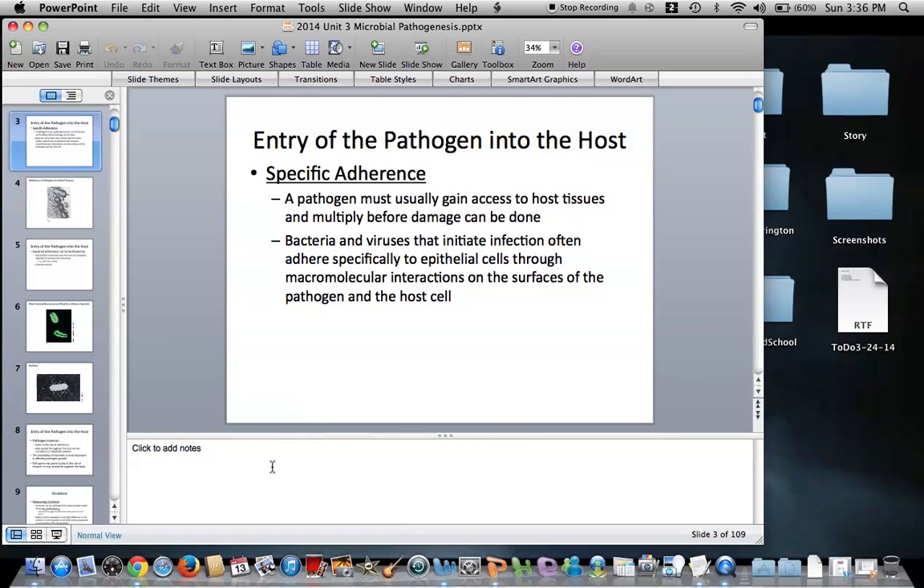Entry of the pathogen into the host, specific adherence. A pathogen must usually gain access to host tissues and multiply before damage can be done. So you need to attach to something. That's pretty self-explanatory. Bacterial viruses that initiate infection often adhere specifically to epithelial cells through various interactions. So basically, epithelia line everything, so it makes sense that most things bind to epithelia in some way to get inside the body.